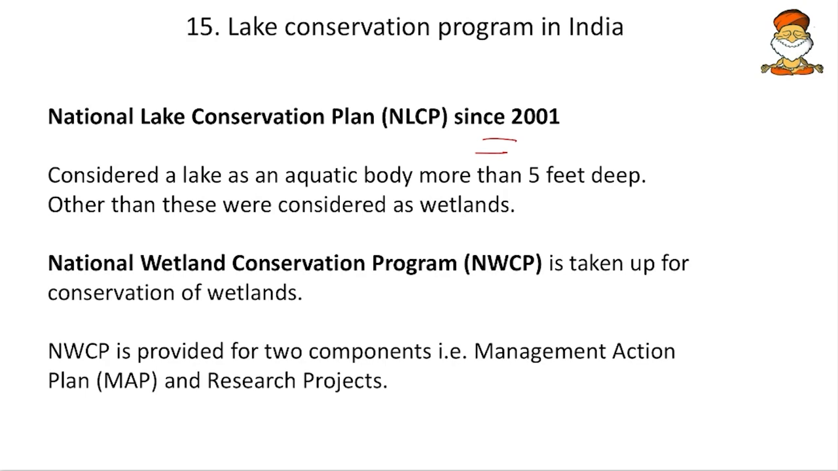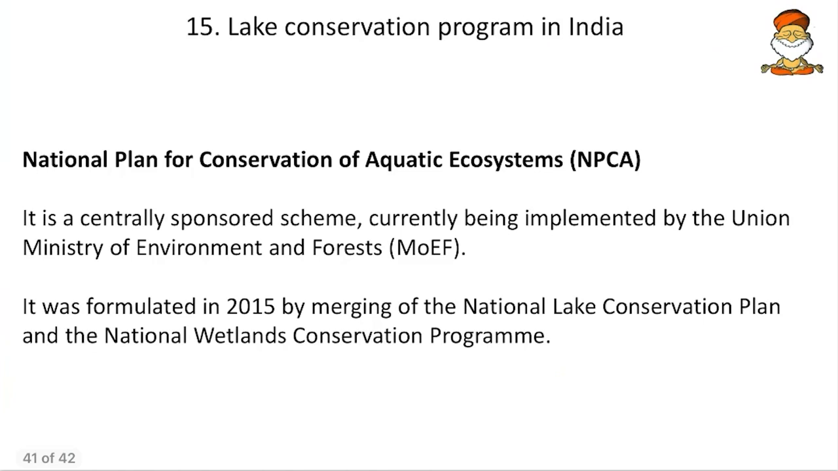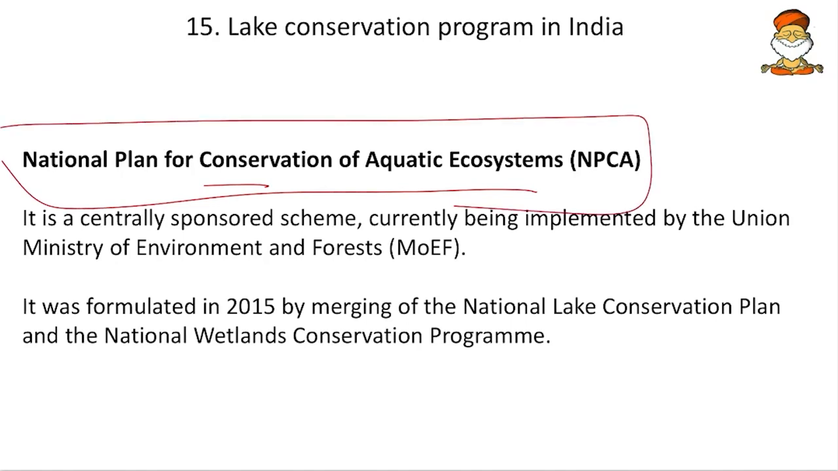The National Wetland Conservation Program happened in two phases, that is, Management Action Plan and Research Projects. So the funds were distributed even for the management of the wetlands, and even if someone is taking up any research activities, funds were provided for them. But later in 2015, the programs were merged, and the National Plan for Conservation of Aquatic Ecosystems was formed. Now this is the only program. Both the wetlands and lakes are being looked after by this program, and it works under the Ministry of Environment. It was formulated in 2015 by merging the National Lake Conservation Plan and the National Wetlands Conservation Program. So these are some of the map works and pictures. Make sure that you enhance your memory and then study.